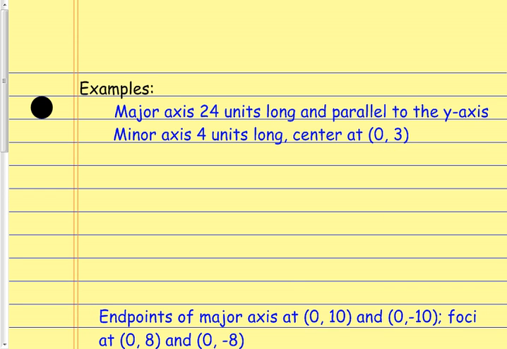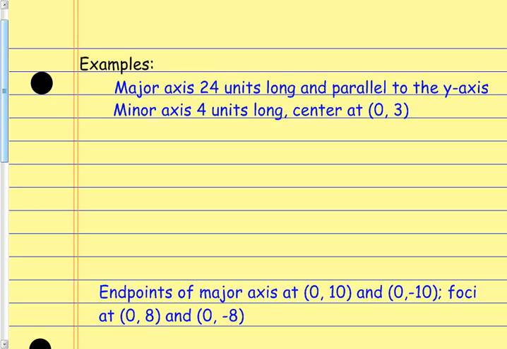And when I look at this thing, again, I want to find the center first. And since the center is given to me, that's 0, 3. The A value, well, that's half of my major axis, so that's 12 units. My B value is half of my minor axis, and since my minor axis here is 4 units, it means my B value is 2. Now, the only other thing I need to do is decide if this thing is vertical or horizontal. Since the major axis has to be parallel to the y-axis, it means my major axis is running up and down, so this one is going to be vertical.